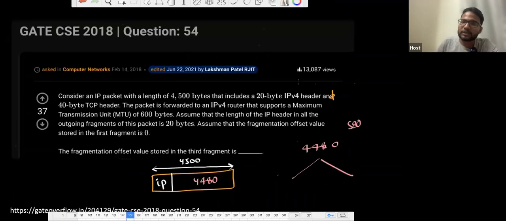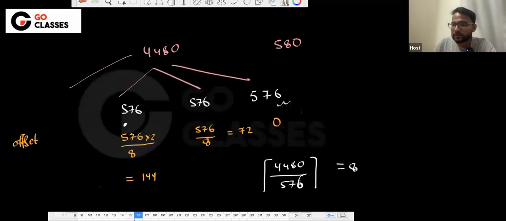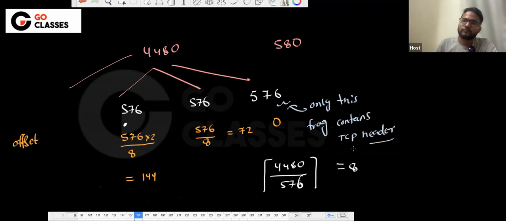Now see, in this question they try to confuse you with the TCP header, which is 40 bytes. Does this matter to us? No, right? What matters is the IP payload. This is the only thing that matters to us, not the TCP header size. Or if they ask which fragment contains the TCP header, then only the first one. Only this fragment contains it.